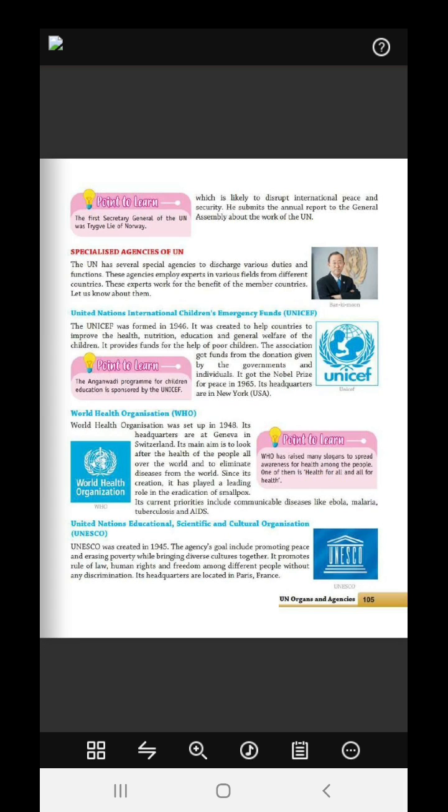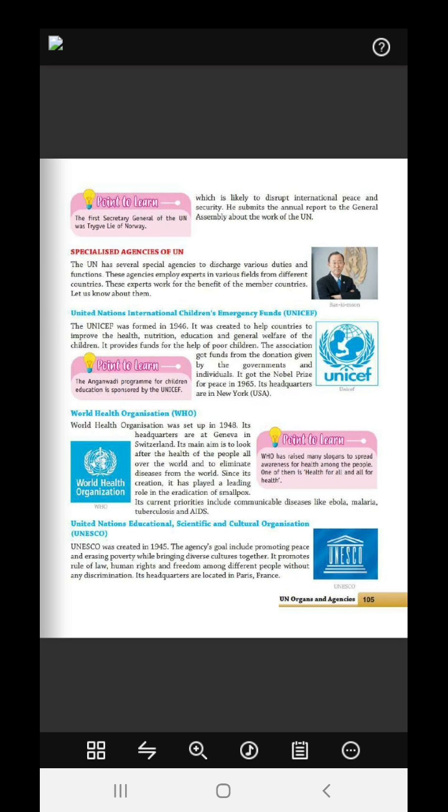It was created to help countries improve the health, nutrition, education and general welfare of children. It provides funds for the help of poor children. The association got funds from donations given by governments and individuals. It got the Nobel Prize for Peace in 1965. Its headquarters are in New York, USA.